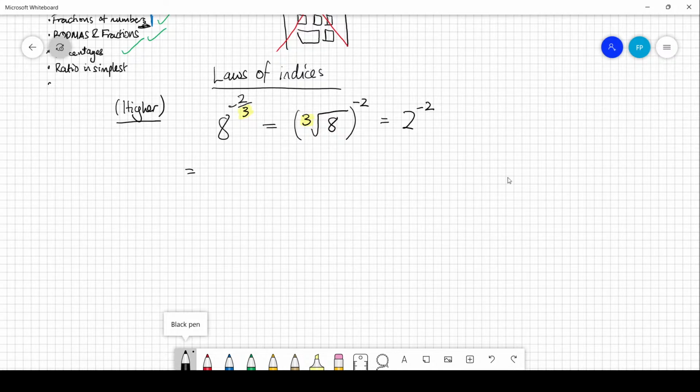Right, so with negative powers, we take the reciprocal. So we have 1 divided by, and we'll write it out again, but make the power positive. So we have 1 divided by 2 squared. So we get 1 over 4, so a quarter as our final answer.